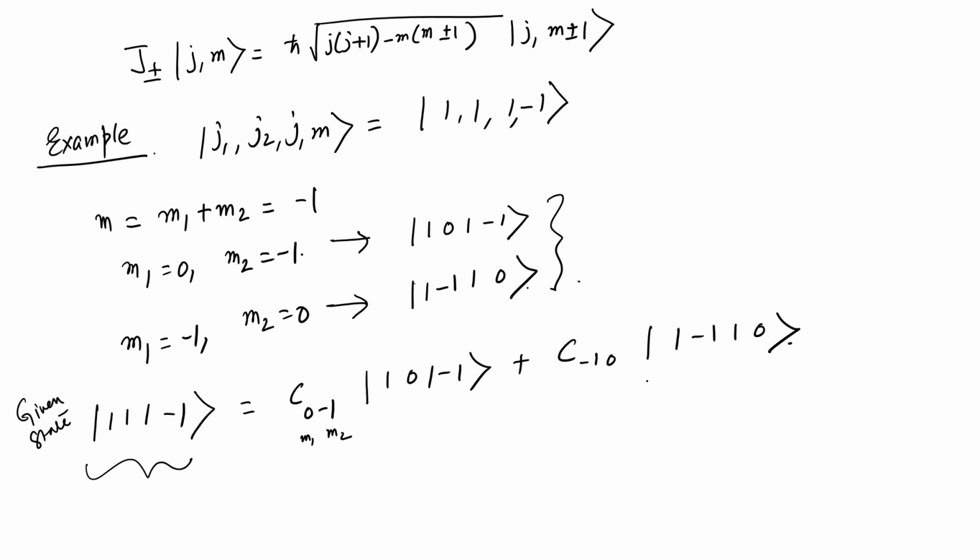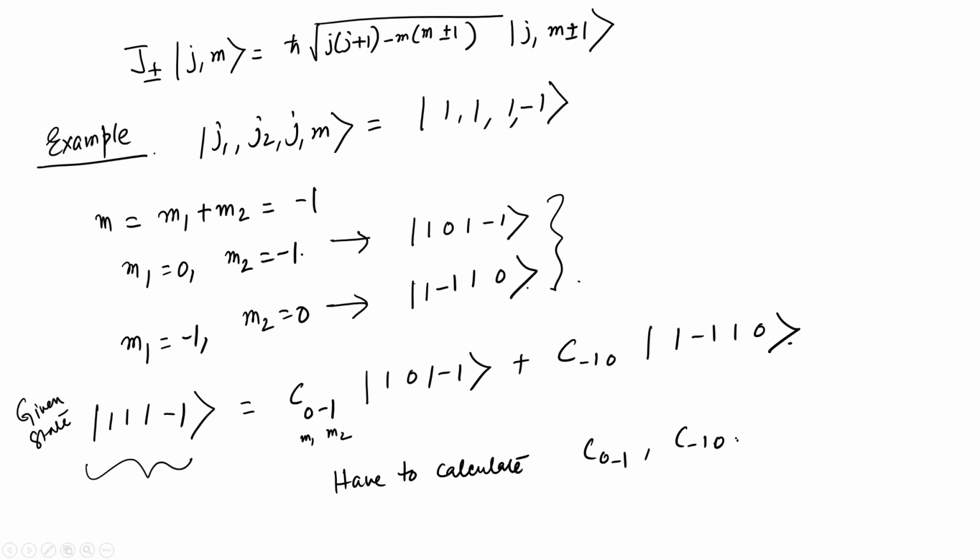So, since we have summed over all the possibilities, there is no sum left, but mod square of C 0 minus 1 will tell you that we get M1 equal to 0 and M2 equal to minus 1, and mod square of C minus 1 0 will tell you that we get a state which is M1 equal to minus 1 and M2 equal to 0. Okay. So, how do we calculate these coefficients? We still have to calculate C 0 minus 1, and of course, mod square is one thing, we have to first find these things.